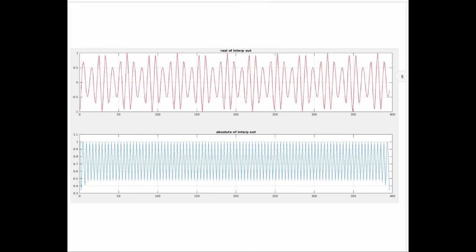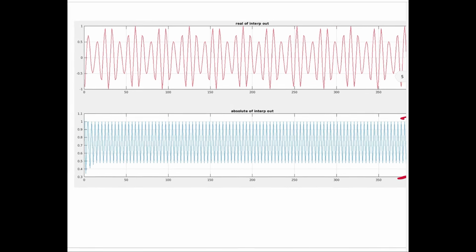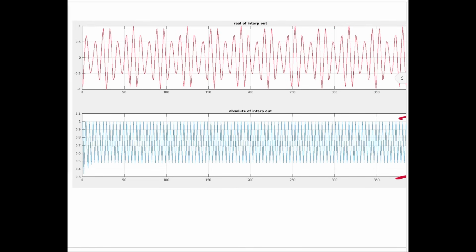The first plot is the real value of the output signal, or the real value of the upsampled signal, and the problem lies here. If we look at the envelope, or the absolute value, of the upsampled signal, you can see that it is not constant. It is moving a lot. So this is the actual problem. You can pause the video here, and if you want to think about it and work out the math behind it, you can take your time.